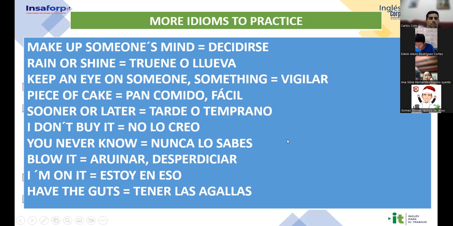Okay, I want to give you 3 minutes to read this and try to memorize. Okay, study these idioms, study this.